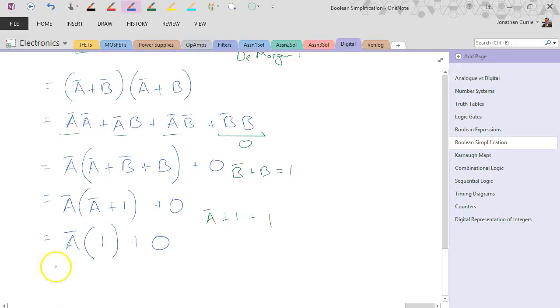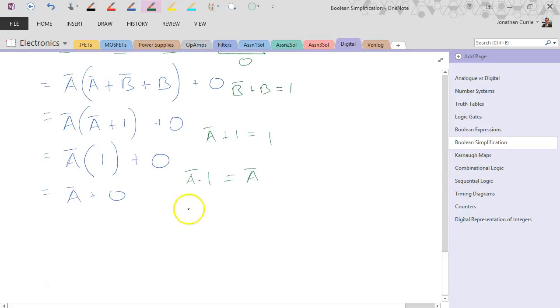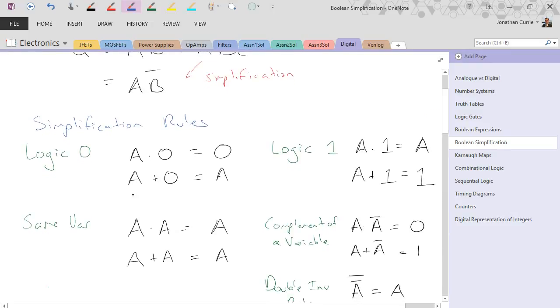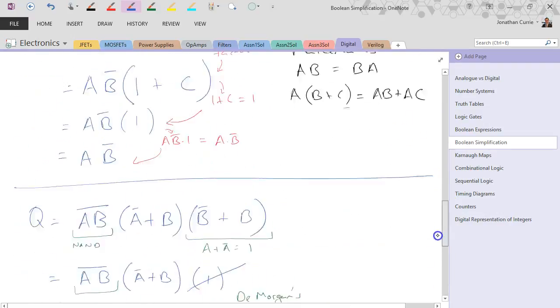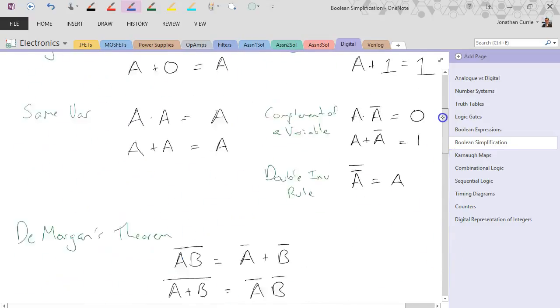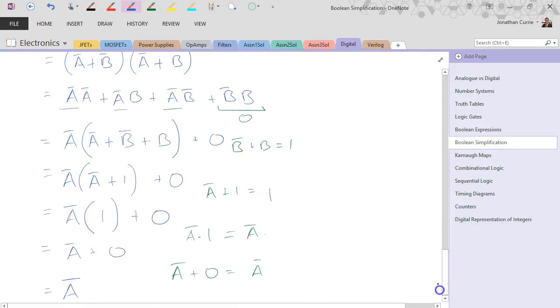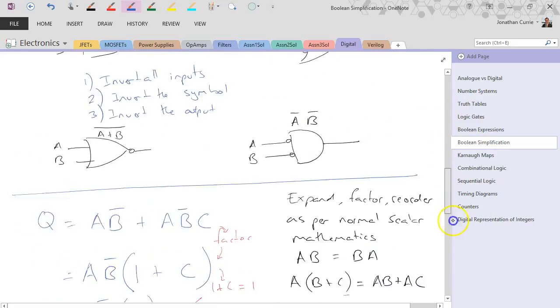And then finally we get not A plus 0. Well, we know that, once again, not A and 1 is equal to not A in this case, and then not A or 0 is equal to not A. So the solution then is not A. Just checking those rules, A or 0 equals A, so that's this one here, A and 1 equals A, this one here, A or 1 equals 1, not A or A equals 1, as we've done here as well. So that all makes sense.